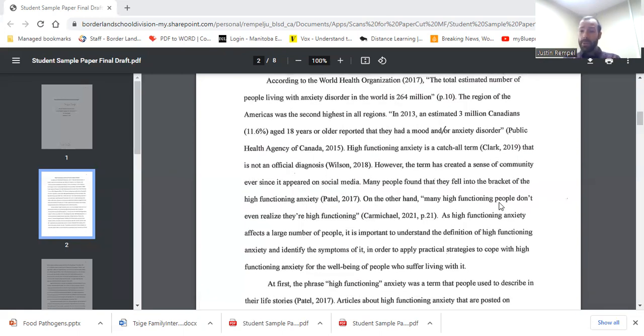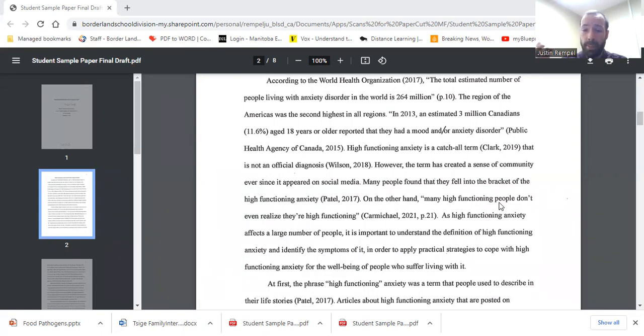We have our introductory paragraph. This opening paragraph really just introduces the topic, lets us know that the paper is about anxiety. It gives us some just general statistics about the impact of anxiety, just so we as a reader get a sense of how serious this issue is. And then it ends with a nice thesis that explains this paper is focused on a specific type of anxiety, high functioning anxiety.